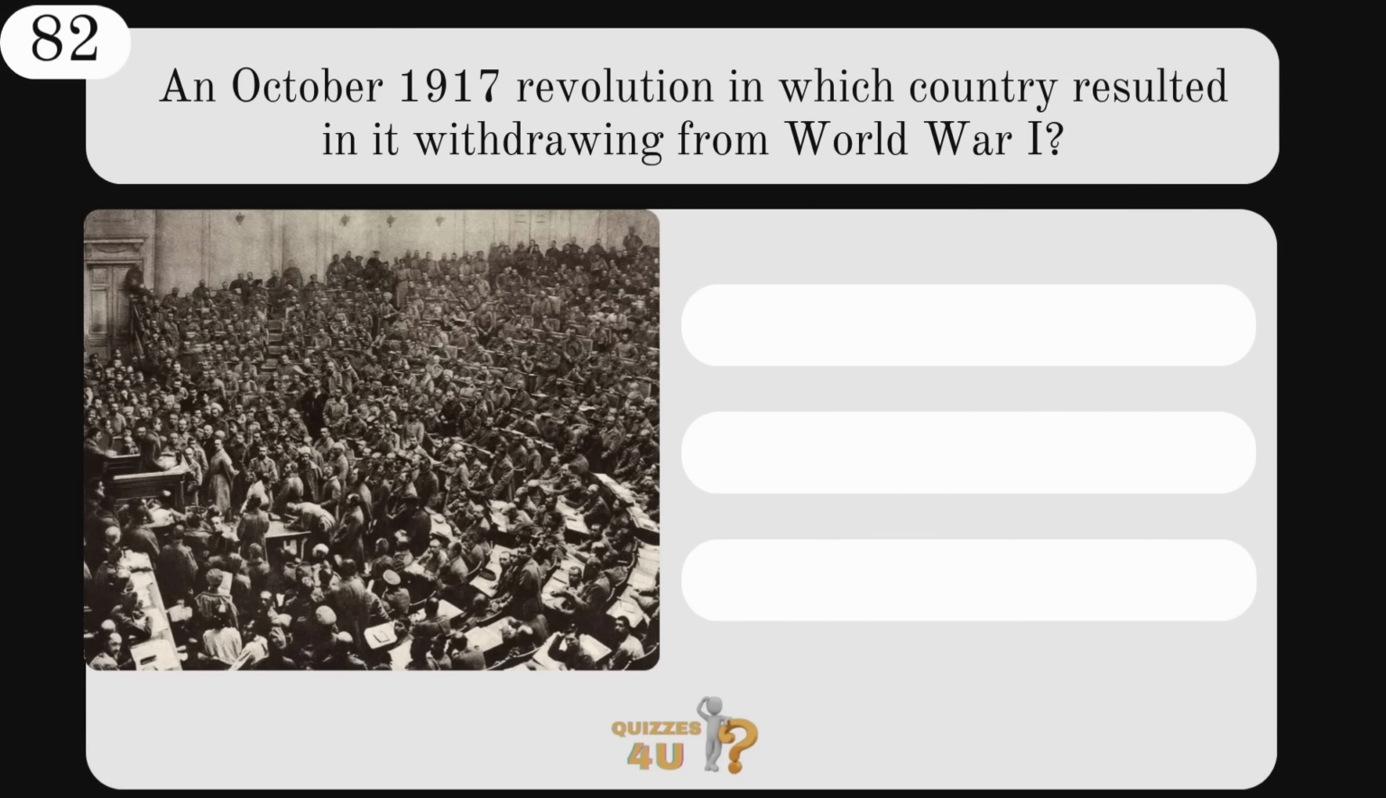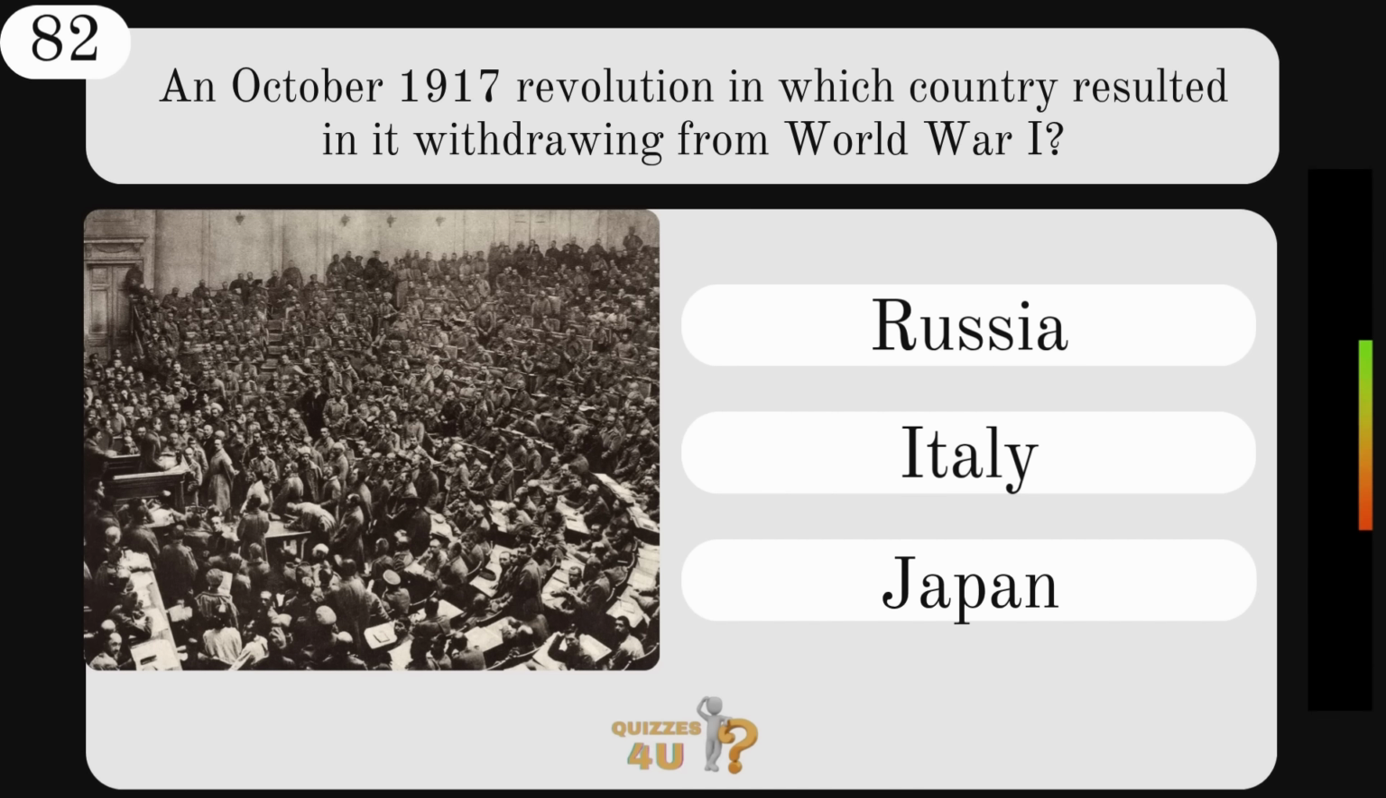An October 1917 revolution in which country resulted in it withdrawing from World War I? Russia, Italy, or Japan? That was the revolution in Russia.